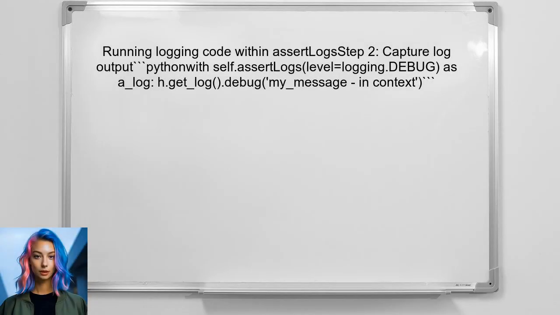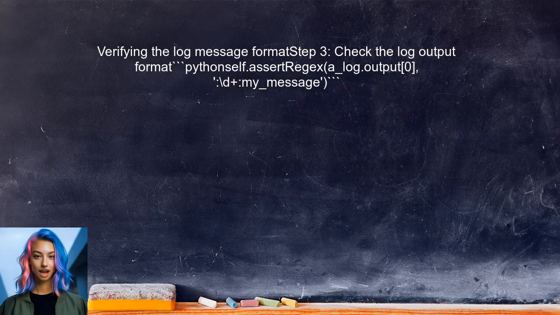Now the user should run their logging code within the assertLogs context. This will allow them to capture the log output and check its format. After capturing the log output, the user can then check the format of the log message using assertions. This is where they can verify if the output matches the expected format.